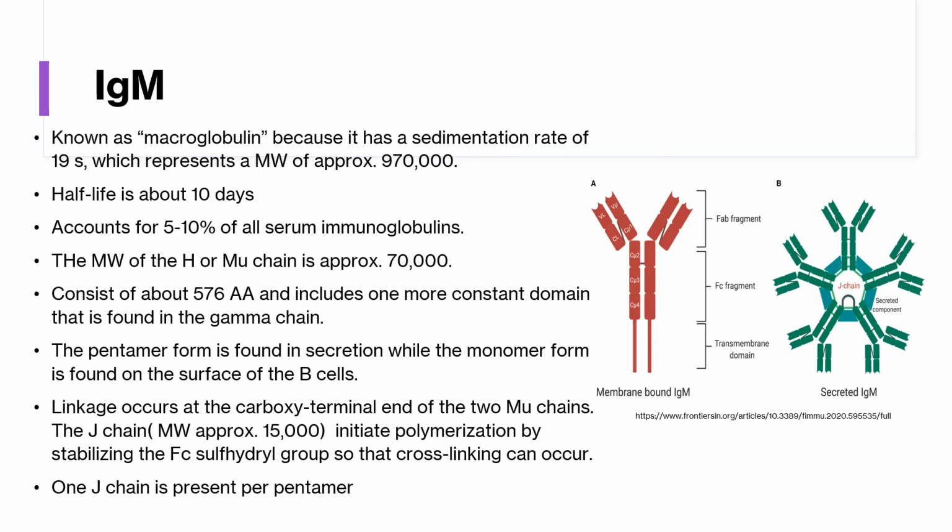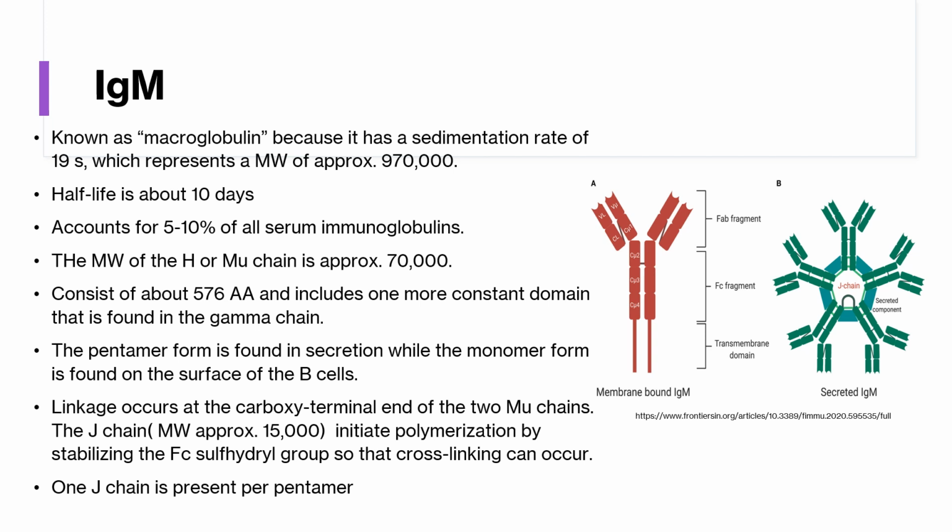So next of the immunoglobulin class is the IgM, which is known as macroglobulin because it has a sedimentation rate of 19S, or the Svedberg unit, which represents a molecular weight of approximately 970,000. Now the half-life of IgM is about 10 days, which is much shorter than the IgG. It accounts for between 5 and 10% of all serum immunoglobulins.